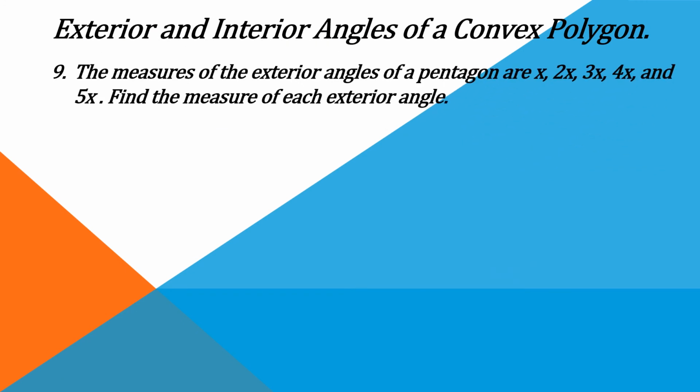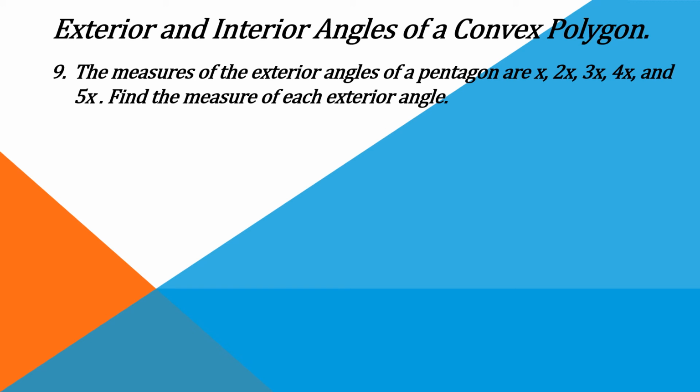Now, let us go to problem number 9. The measures of the exterior angles of a pentagon are x, 2x, 3x, 4x, and 5x. Find the measure of each exterior angle. In this problem, we are required to find the measurement of each exterior angle, giving the value as x, 2x, 3x, 4x, and 5x respectively.